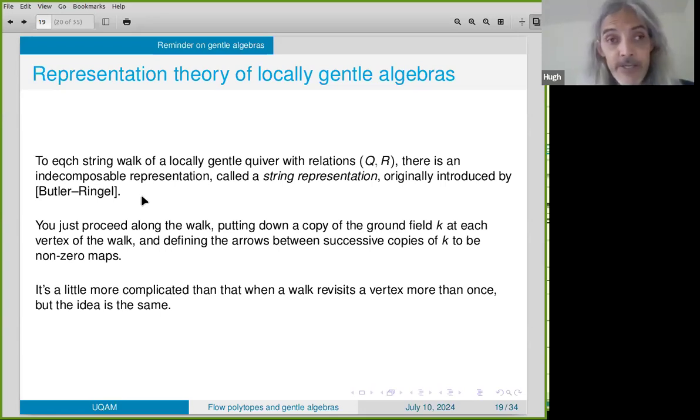And it turns out that for a slightly more special class of quivers, this will be all the indecomposable representations. So in general, in Butler and Ringel's work, there's a second class of representations called bands, which also show up. But for the case that we'll be most interested in, that will practically not happen.